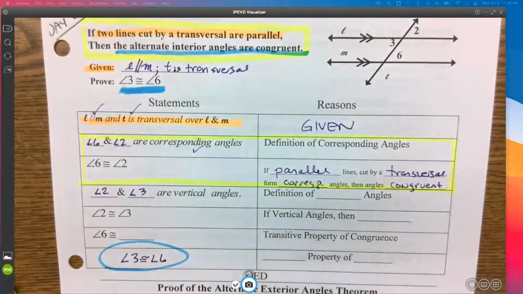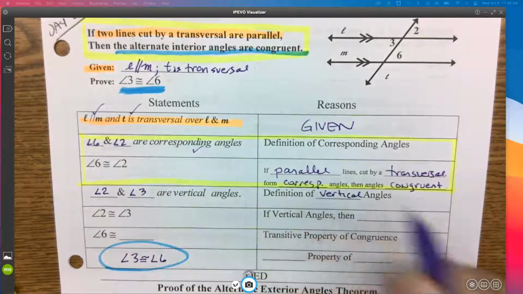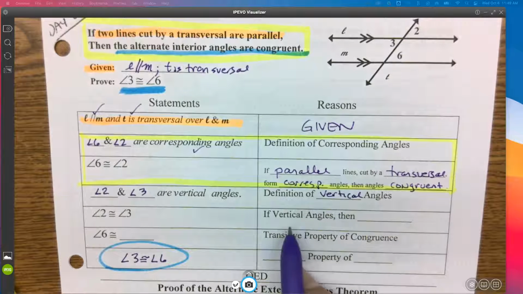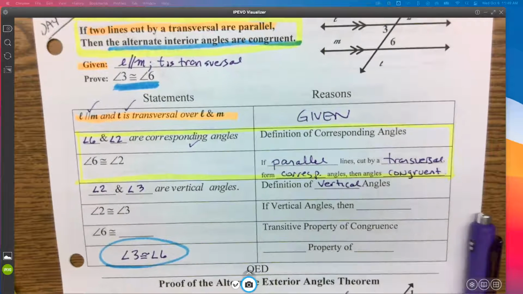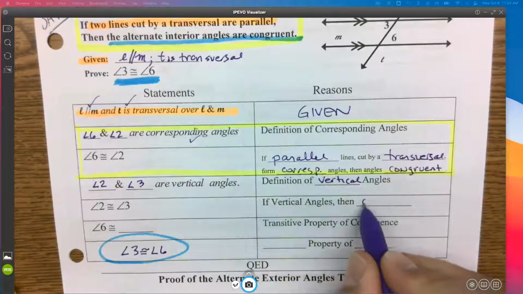How come? Why do we get to call them that? Definition of vertical angles, right? That's their name. And then we have a theorem. Remember the puzzle proofs we did? You guys did the linear pair theorem here in class, and I asked you to do the other one at your leisure. I'm not sure that everybody did, but what it proved was if they're vertical angles, then congruent.